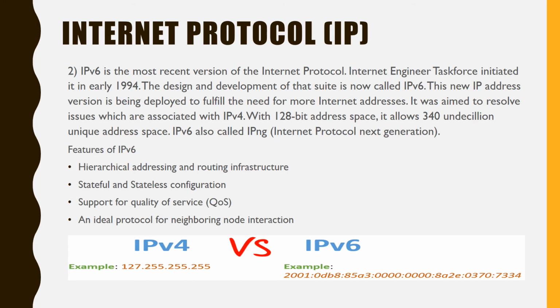Now, support for quality of service. Again, it is a reliable platform where we can transfer the information, an ideal protocol for neighboring node interaction. Now, this node, as I told you, we don't need to be online to connect through this protocol. So it is quite ideal for the devices which are in a local area network. Now this is the addressing examples of IPv4 and IPv6, where you can see IPv4 uses a 4 address scheme, whereas the IPv6 uses a wide length addressing scheme.